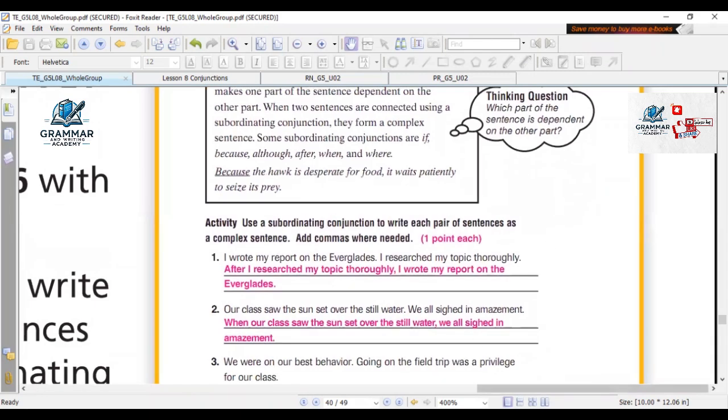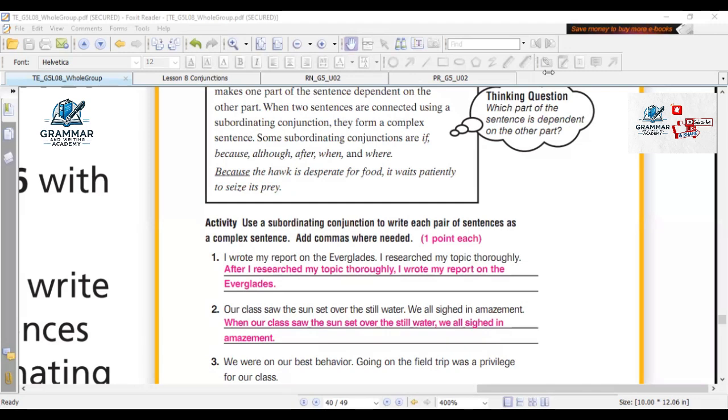This is number 2. Here I'll move to Mu'taz, then Adam. Mu'taz, read number 2. Yes, mister. Our class saw the sunset over the still water. We all sighed in amazement. When our class saw the sunset over the still water, we all sighed in amazement. Thank you so much, Mu'taz. Mu'taz here used when, or the answer is written with when. By the way, you can use another conjunction like once, but here I'm going to use when.